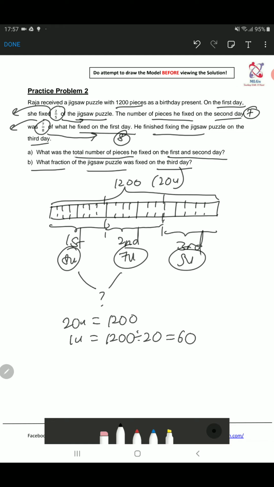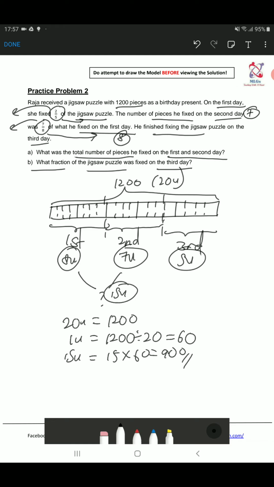And what is the total pieces fixed on the first and second day? That will be 15 units, right? If you look at the model, so 15 units will be equal to 15 times 60, and the total pieces he fixed on the first 2 days is 900, right? So it's quite simple, right? So it's all about the model drawing. If you can draw the model, then it makes the problem solving easier.